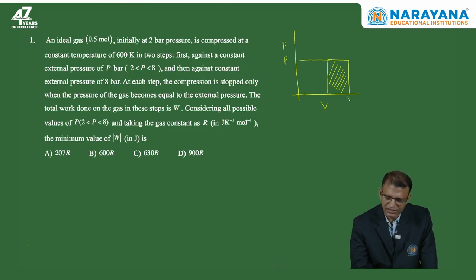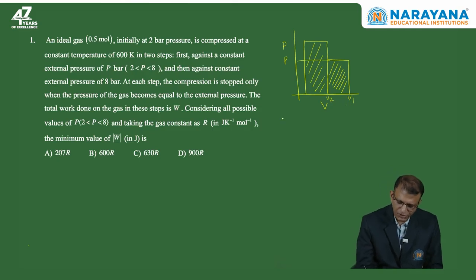We can say that this is the initial volume V1 and now the volume is at V2. Then at the second step, we are keeping the external pressure at 8 bar, right? And if we try to show on the pressure versus volume graph, this should be the graph for this step. There is a problem while making the graph, so I'm not able to explain all those things, right? So here in short I can say that we are moving in two steps.